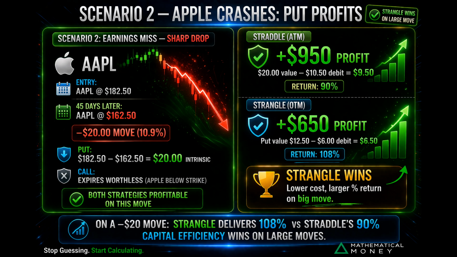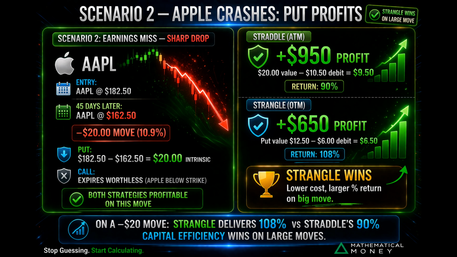Scenario 2. Apple misses earnings and crashes. Apple reports weaker than expected guidance, and the stock falls $20 to $162.50. For the straddle, the call expires worthless. The 182.50 put is worth $20 intrinsic value. Position value, $20. You paid $10.50. Profit, $9.50, $950 per contract, a 90% return. The lower break-even of 172 was exceeded by $10.